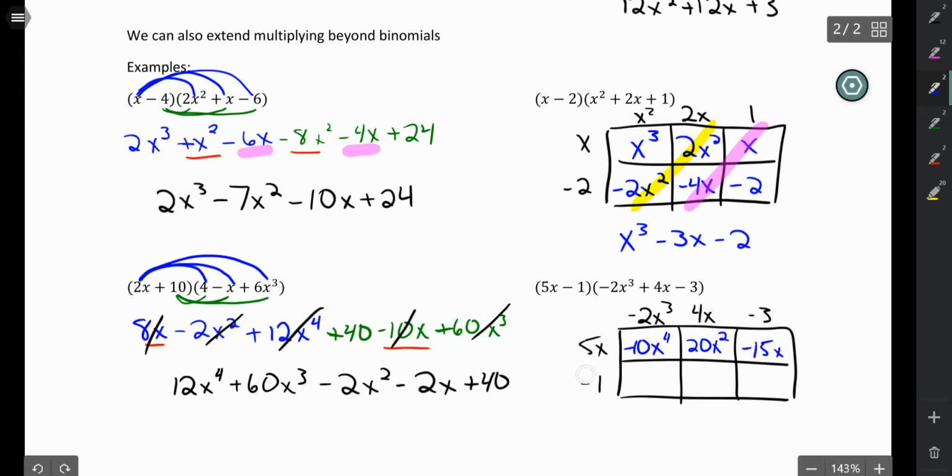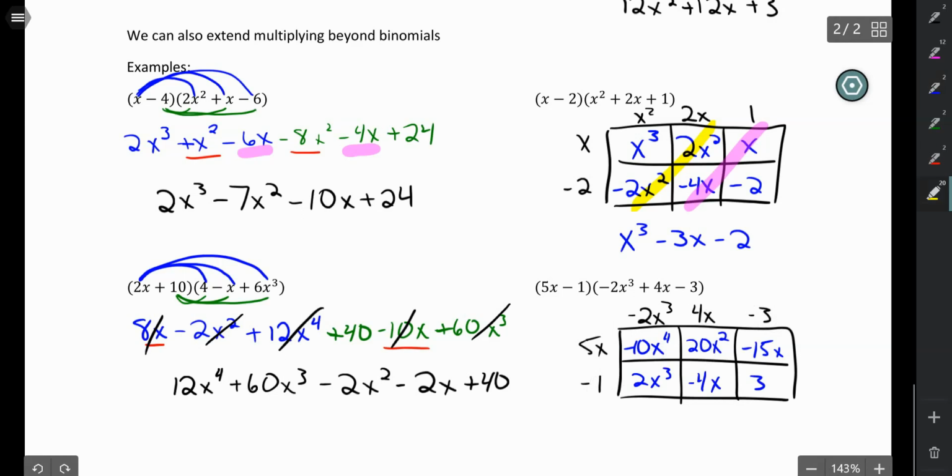And let's do this last row. Negative 1 and negative 2x cubed. That gives me, let's see, positive, because they're both negative, x cubed. Negative 1 and 4x gives me negative 4x. And negative 1 and negative 3 gives me positive 3.